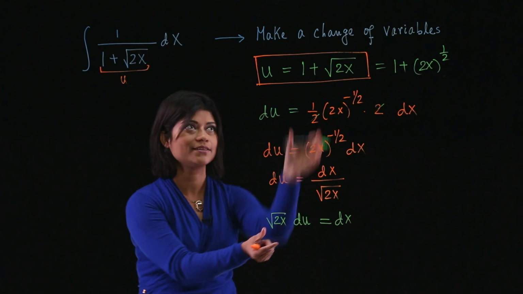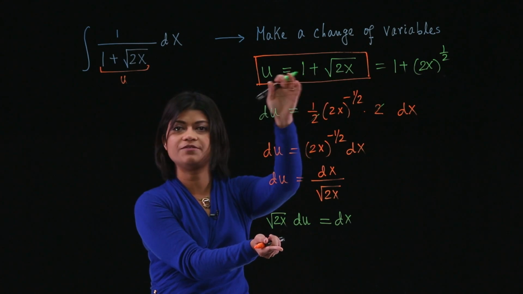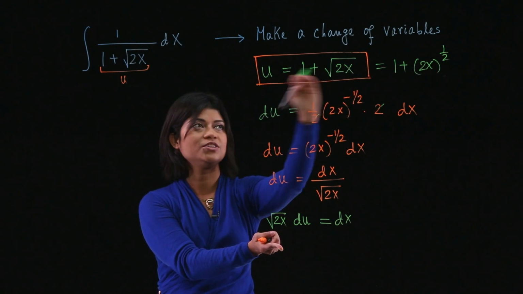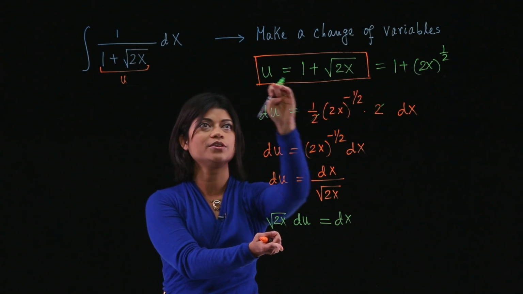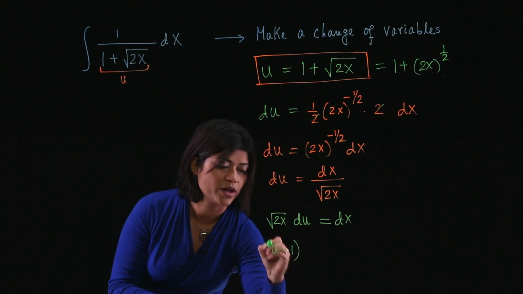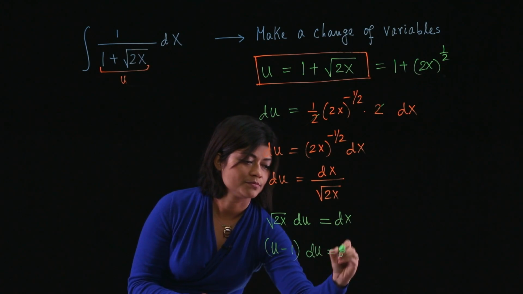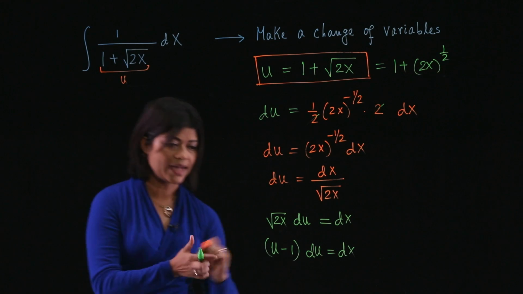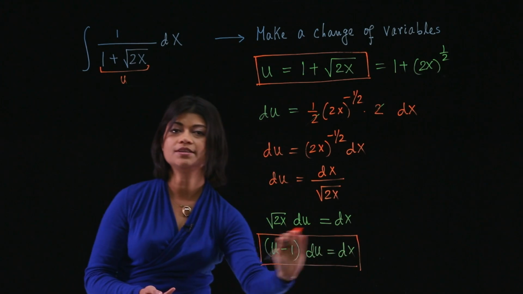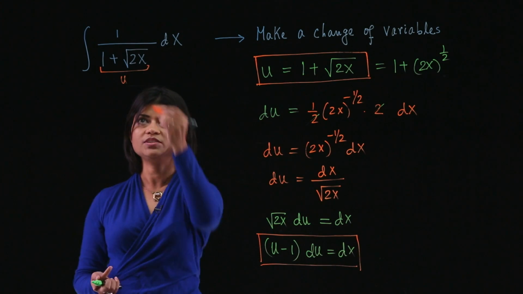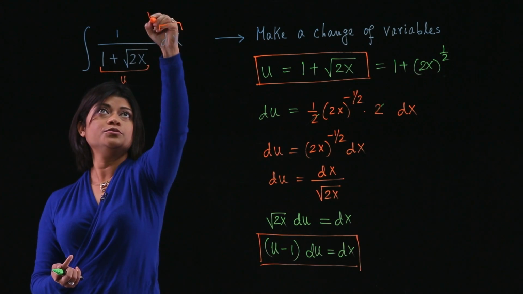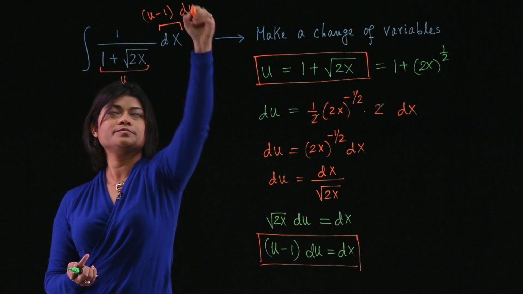But notice that, remember how we use the change of variable here? Well, we have an expression for square root of 2x in terms of u. Just solve for square root of 2x. That's equal to u minus 1. So just replace this by u minus 1 times du. That is equal to dx. Now, this is fine because dx can be replaced by everything in terms of u. So the top will become u minus 1 du.